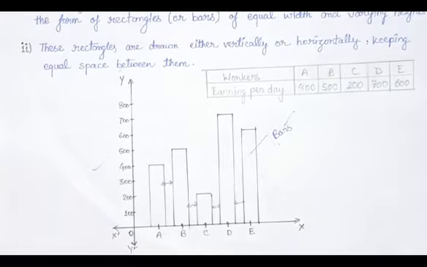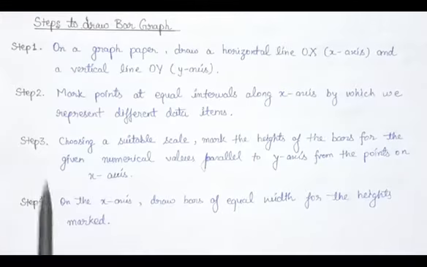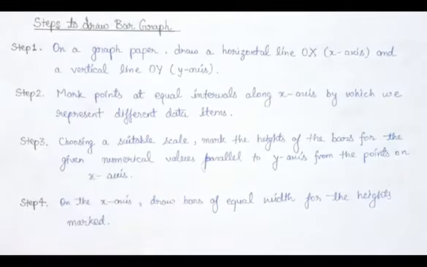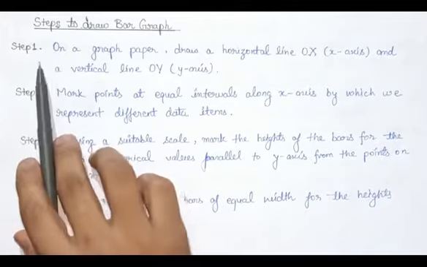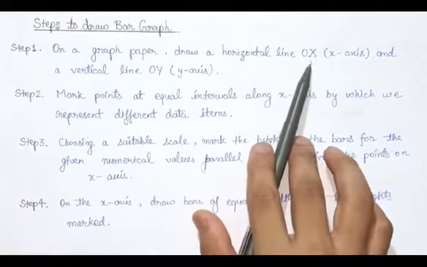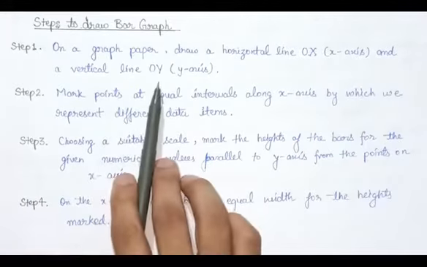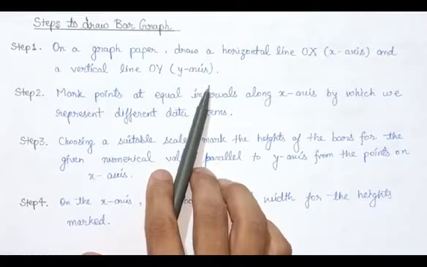Now we will study how to draw a bar graph of a numerical data. So students, there are several steps which we must follow in order to draw a bar graph of a given data. Step 1 is that on a graph paper, first we draw a horizontal line OX which is known as the x-axis and a vertical line OY which is known as the y-axis.